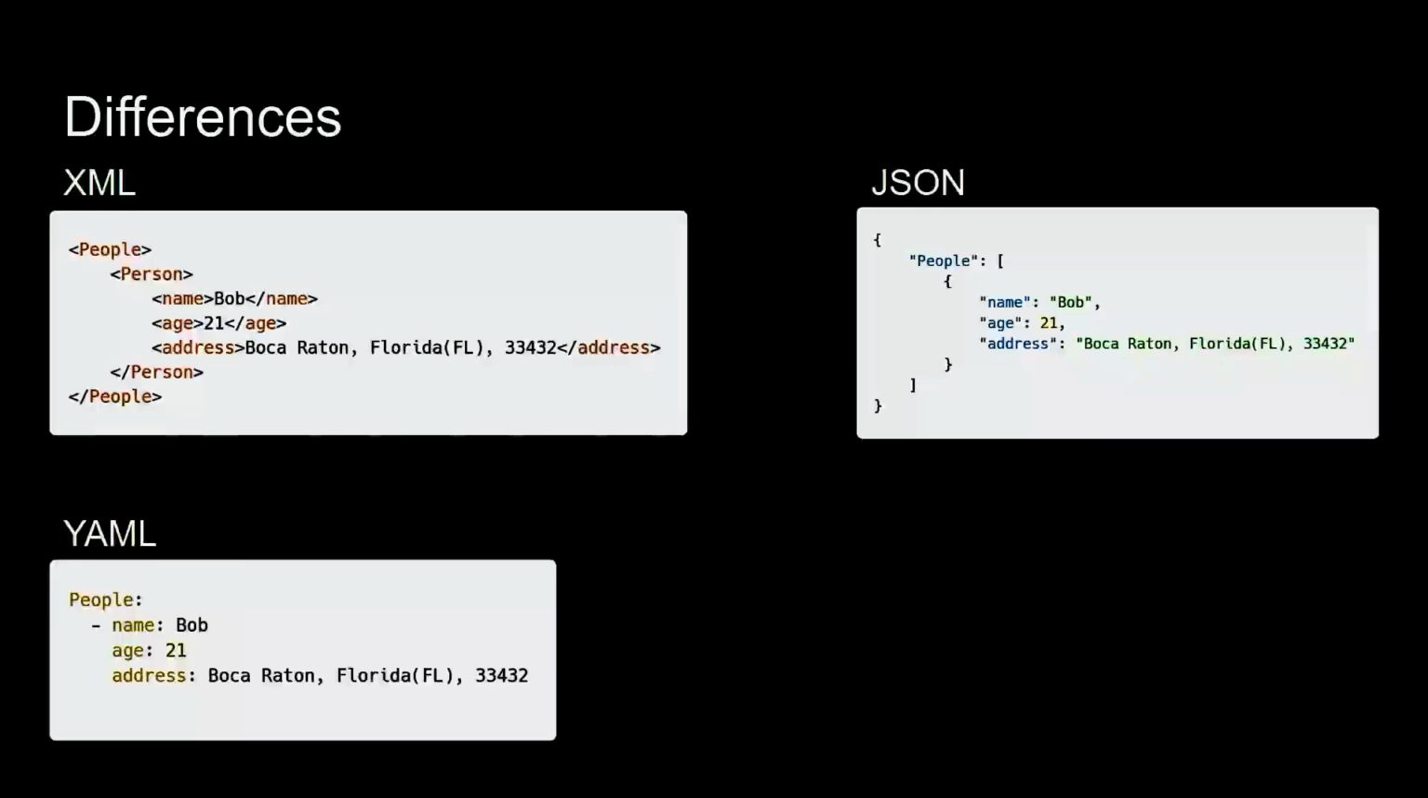So the main difference here is the amount of syntax, where XML has a lot of unnecessary syntax and JSON also has quite a bit of unnecessary syntax. YML really does not. YML does, however, have some hidden syntax, which is spacing. So spacing is very important in YML.